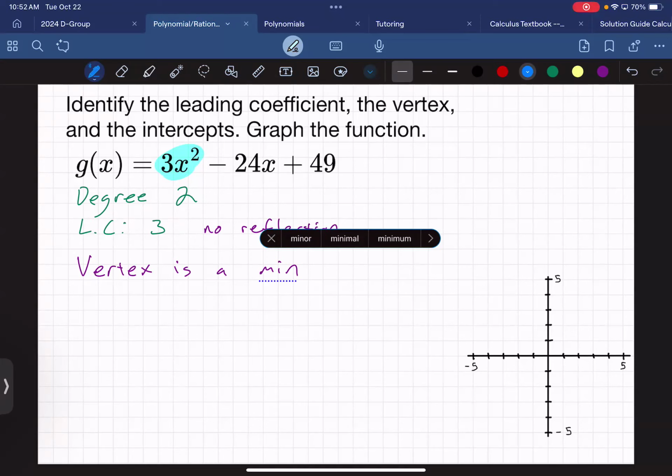Now, to find the vertex, since it's in general form, we can use that approach we talked about before where we say, hey, let h equal -b over 2a. You could complete the square. I'm not requiring that, though, okay? Just know how to get to it. With this value here, we'll have negative of -24 all over 2 times 3, which is +4.